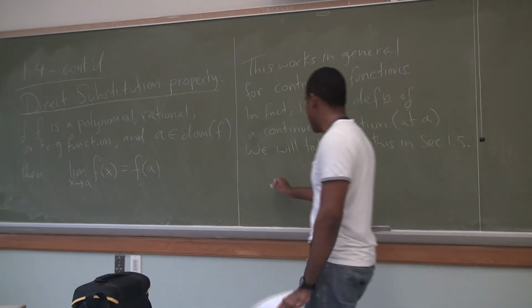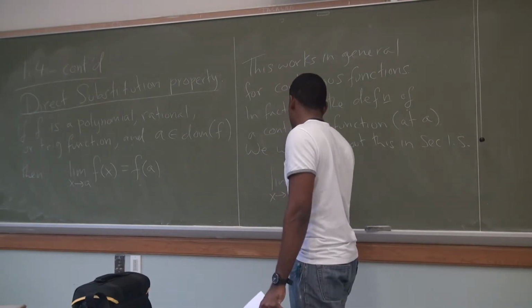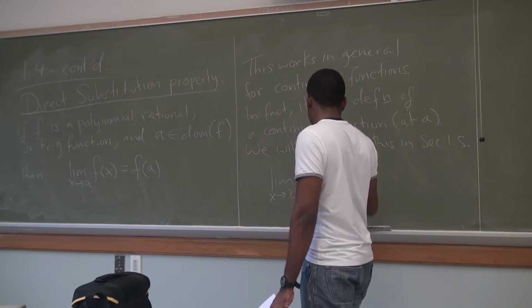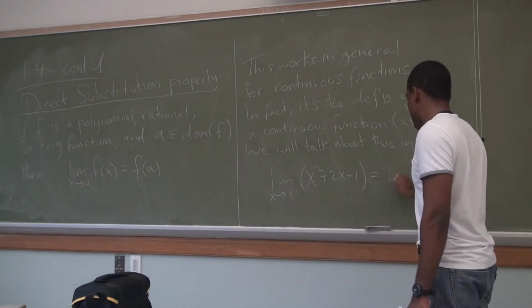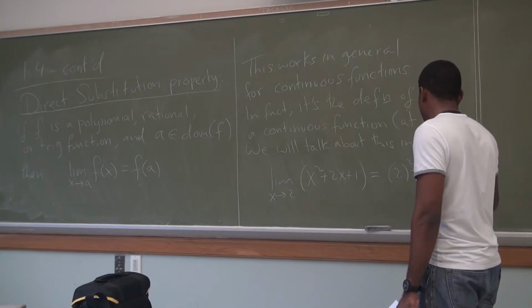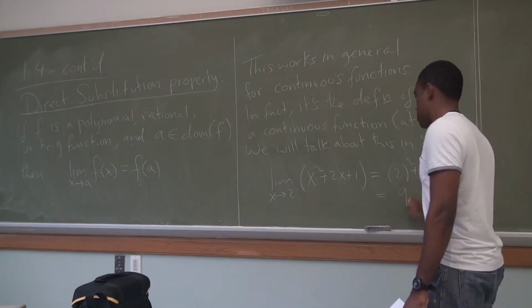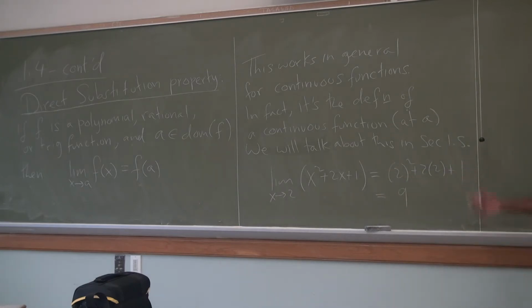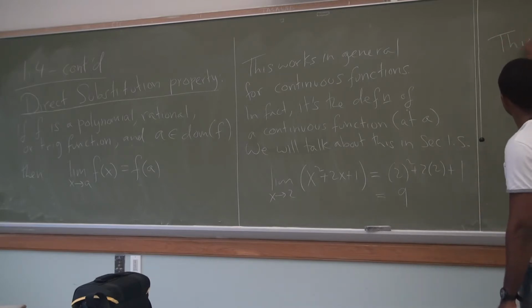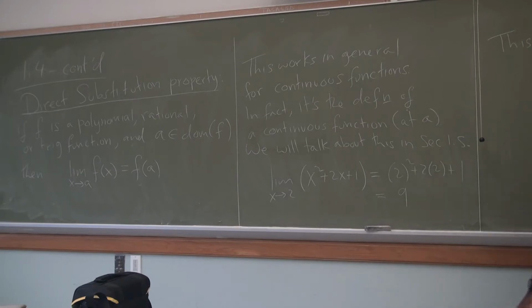Alright, so we actually did a few examples of this. You can literally just plug it in: 2 squared plus 2 times 2. So as long as it's in the domain, you just plug it in, right? It doesn't always work, of course. Sometimes plugging in is really bad, like when a is not in the domain.